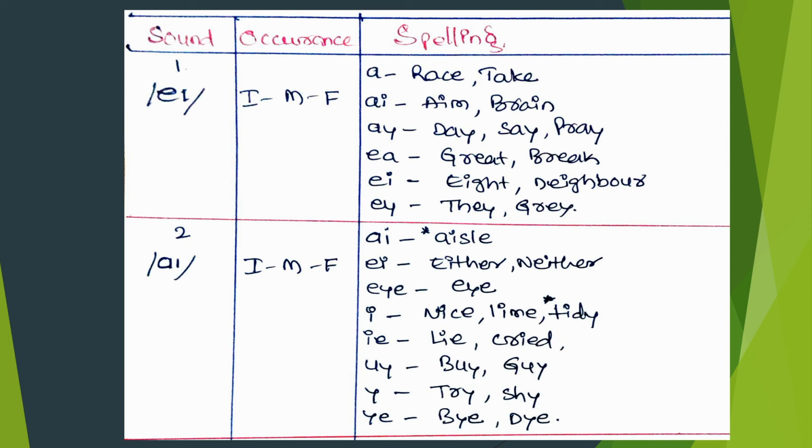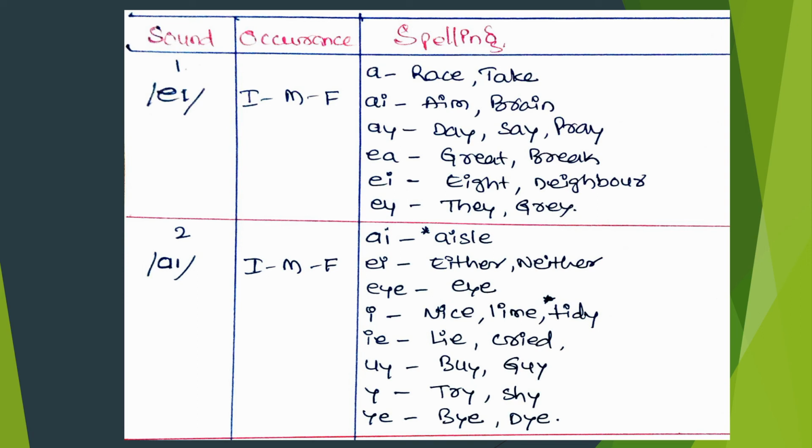Neighbor. Please say after me. Neighbor. Now last. The diphthong EI is also represented with EY, in words such as THEY. We say this one as they, not thay. They are playing, like this. GREY, gray, like this. Okay? Right. By this we completed the first diphthong A.